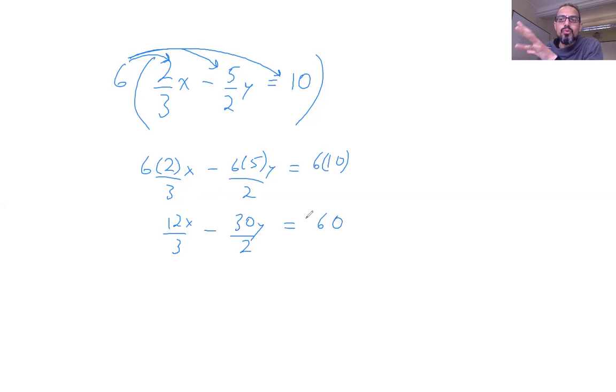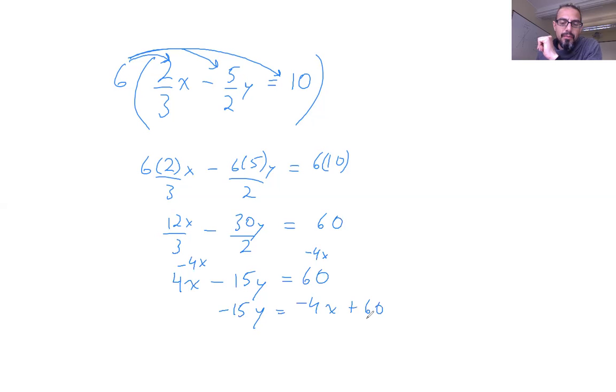Now, the whole reason I did this was to get rid of the fractions. And now look what happens. These divide in evenly. 12 over 3 is 4. 30 over 2 is 15. And there we are. From here, it's time to isolate y, okay? Minus 4x from both sides. We're left with negative 15y is equivalent to negative 4x plus 60. Lastly, divide everything by negative 15. And we finally get y is equal to 4 over 15x minus 4.